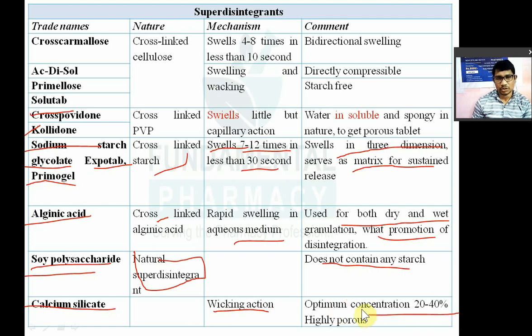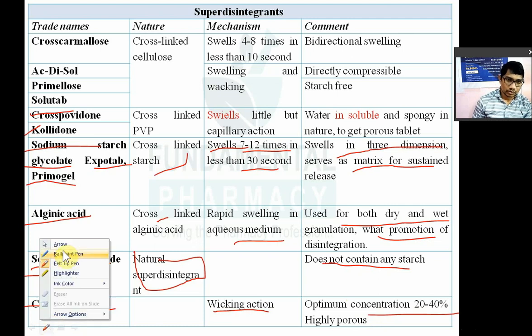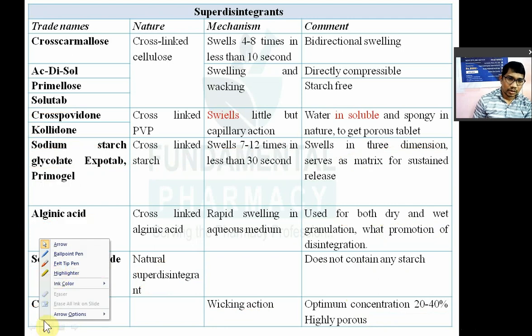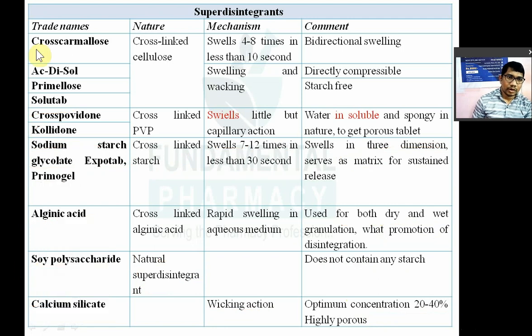तो देखो इसके ऊपर क्वेश्चन कैसे कैसे आ चुके हैं. जो क्वेश्चन आ चुके हैं उसका मैं बोलता हूँ आपको कहाँ कहाँ से क्वेश्चन है. आपका क्वेश्चन ऐसा आएगा: फॉलोइंग इज इनऑर्गेनिक सुपर डिसइंटीग्रेंट. इनऑर्गेनिक सुपर डिसइंटीग्रेंट कौन है? इनऑर्गेनिक कैल्शियम सिलिकेट. देन सोलूटैब इज अ ट्रेड नेम ऑफ क्रॉस कार्मेलोस. ठीक है, ऐसा क्वेश्चन होता है.